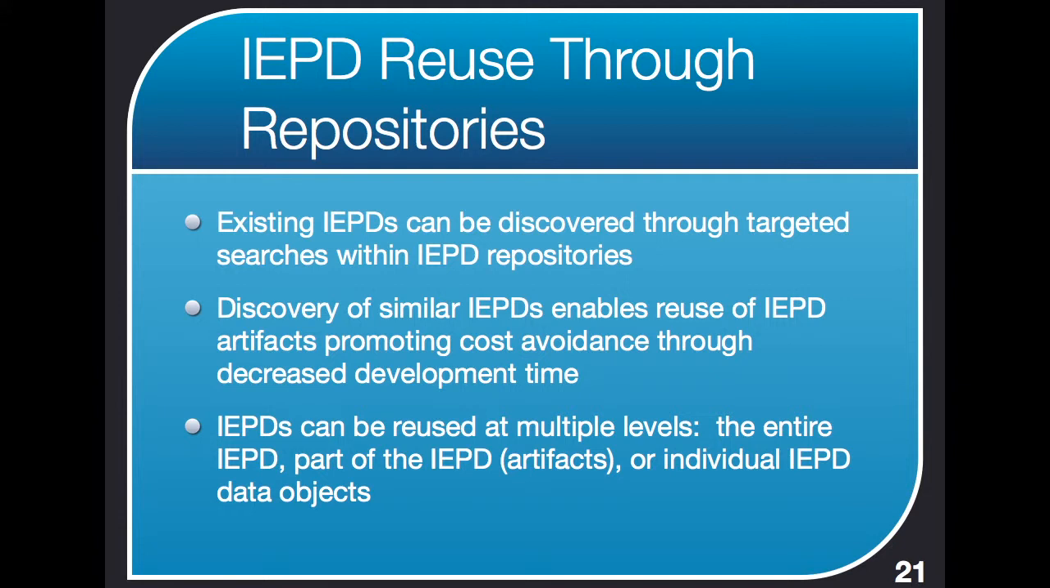IEPDs can be reused at multiple levels. You can reuse an entire IEPD, find one out there that does exactly the exchange you need. You can use parts of it. Maybe you take parts of the artifacts, maybe you take parts of the schema, maybe you take parts of the early planning, parts of the modeling, things like that, or even just individual data objects within the IEPD. Here's an IEPD that exchanges 8 types of information, but you don't want all 8, but man, that one chunk of information, that's what you needed to exchange, and these folks already worked it all out. So there's lots of different ways to reuse an IEPD.